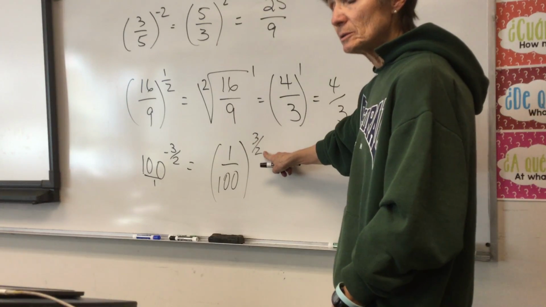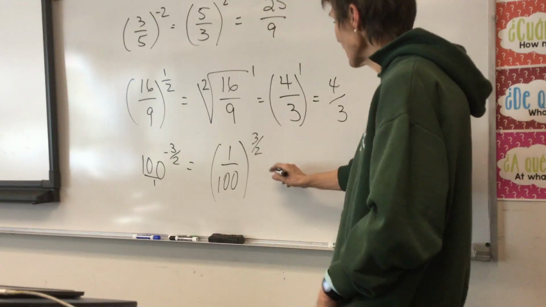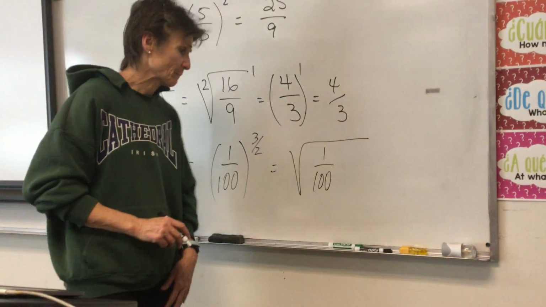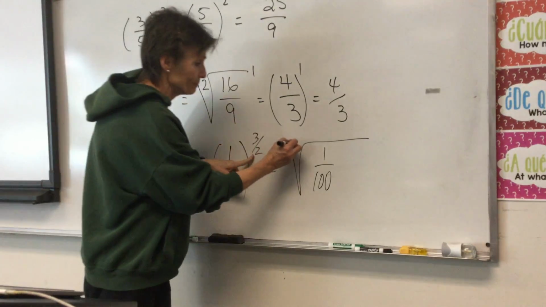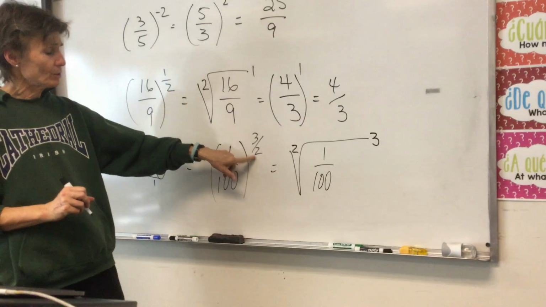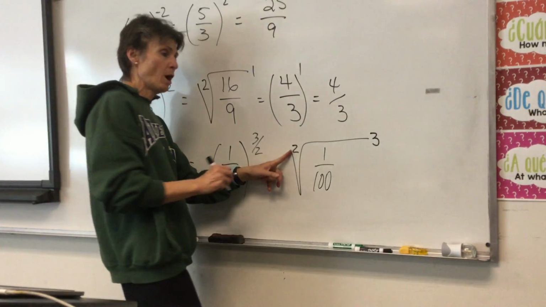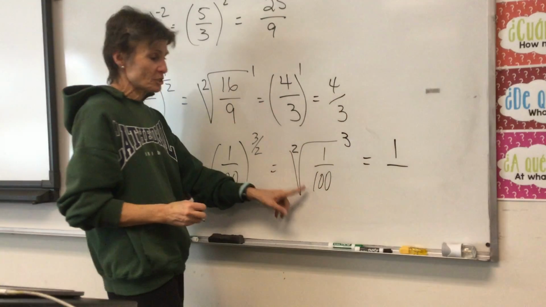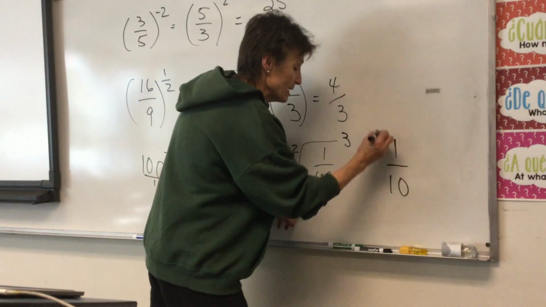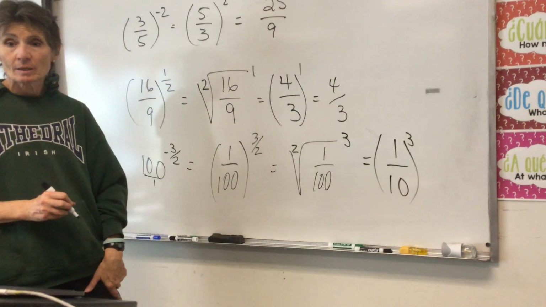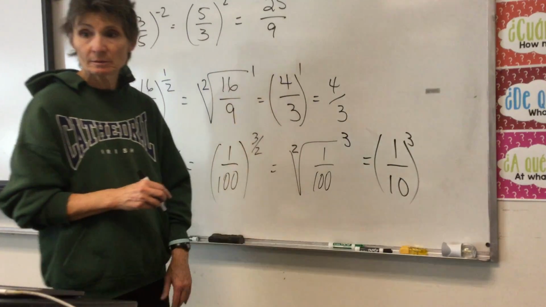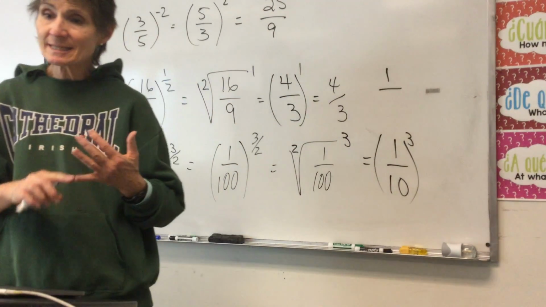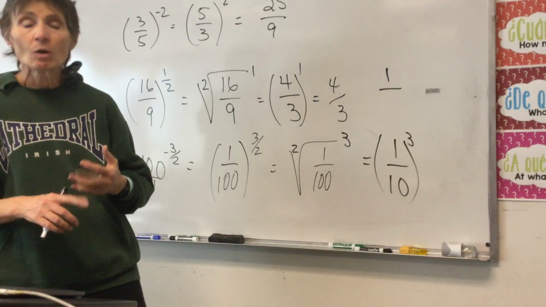Now, the fractional exponent tells me I have a radical. Underneath goes 1 over 100. Square root cubed. So what's the square root of 1? 1. Yep, good job. What's the square root of 100? 10. Perfect. Now we're going to cube that. So we have 1 cubed, which is of course 1, and then we have 10 cubed, which means 10 times 10 times 10, or 1,000.